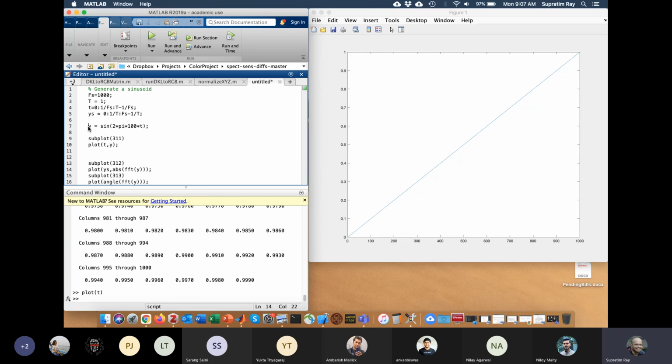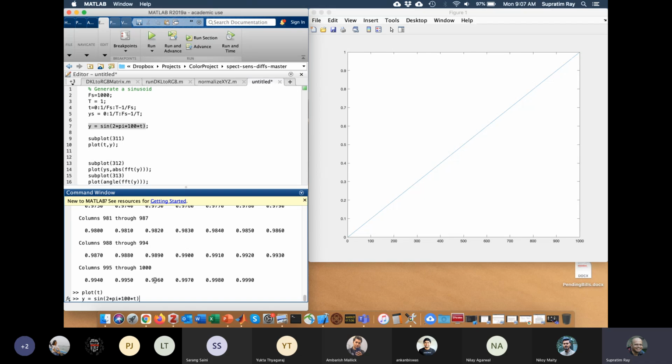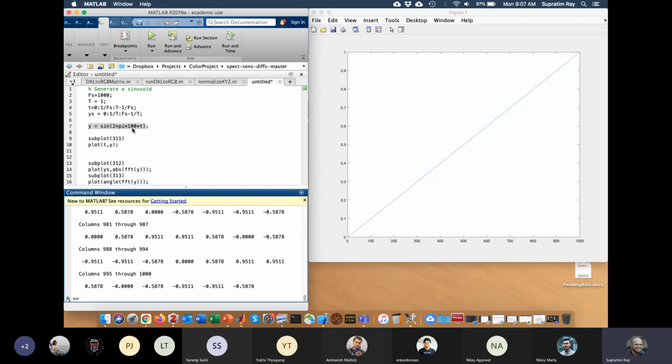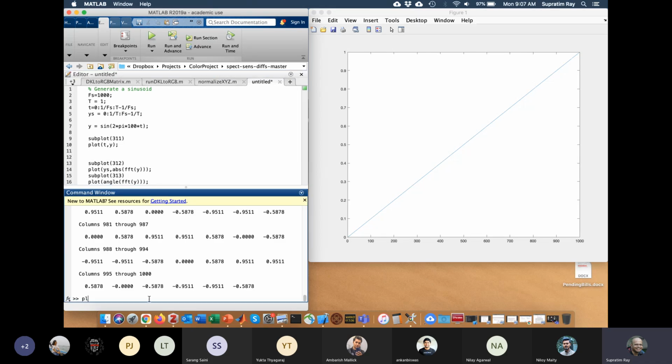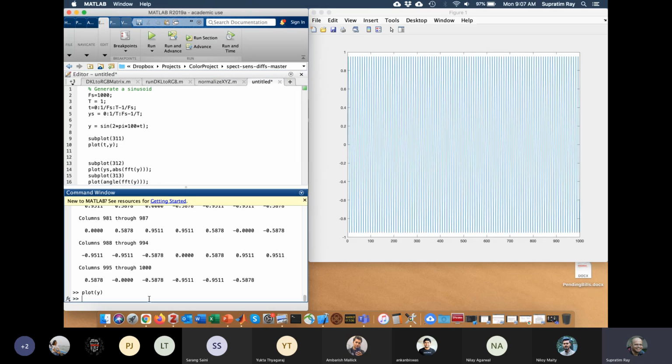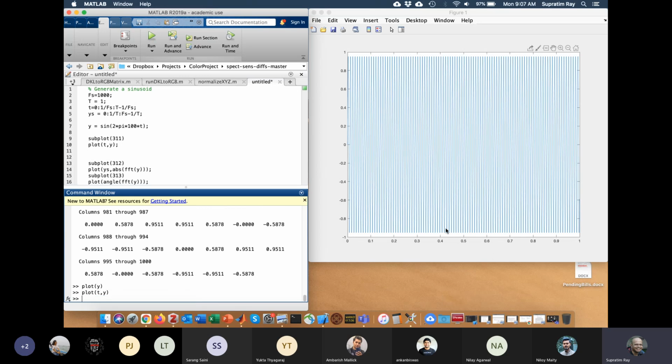Okay, and then I create a sinusoid with a frequency of 100 cycles per second, 2 pi f. So this is frequency, so it's 100 cycles. If I plot y, it has 1000 data points and there are 100 cycles in this. And I can just plot t comma y and it will give me the time axis, 0 to 1, and this is the amplitude.